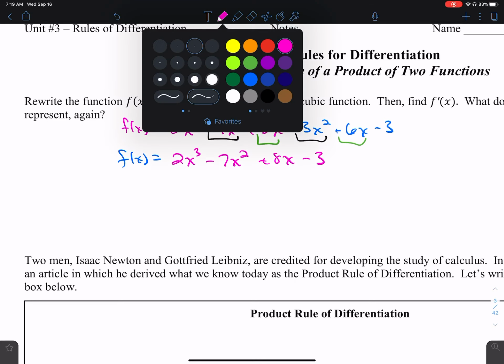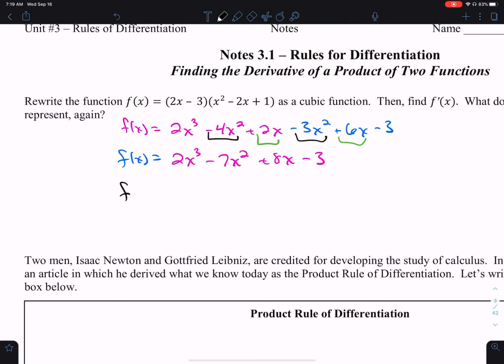Now to find the derivative, remember f dot, that's Newton's notation. We're going to multiply the 3 times the 2 and subtract 1 from the exponent. So that would be 6x squared. Multiply the 2 times the minus 7, subtract 1 from the exponent. Multiply the exponent of 1 times the 8, subtract 1 from the exponent. X to the 0 is 1. And the derivative of a constant, negative 3, is going to be 0.